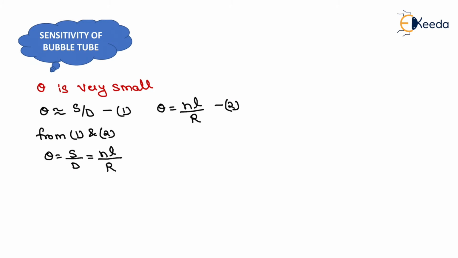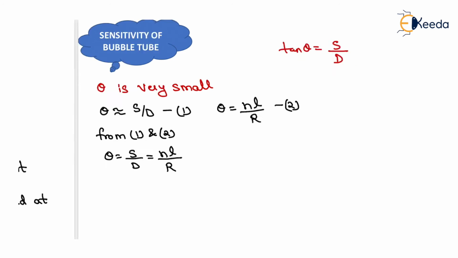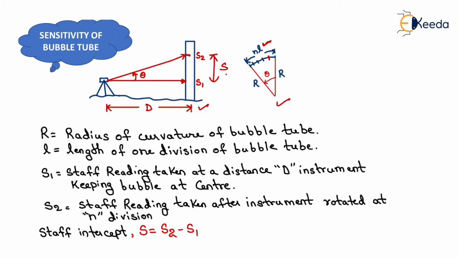Now as theta is very small, we can just say that theta will be equal to S by d, because tan theta will be equal to perpendicular upon base. Perpendicular is S and base is d, which is shown in this diagram, that is S and d. But theta is very small, so we can write it as theta equals S by d.